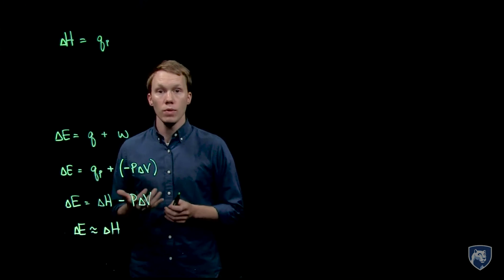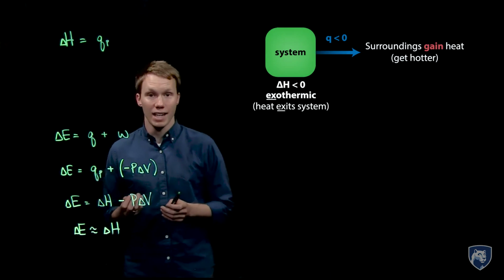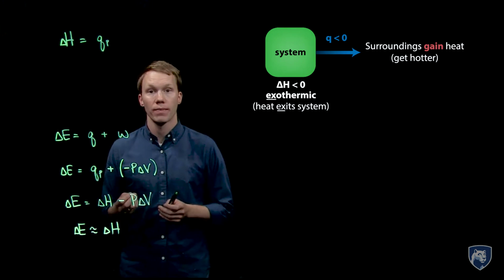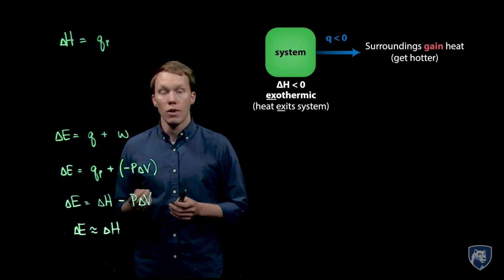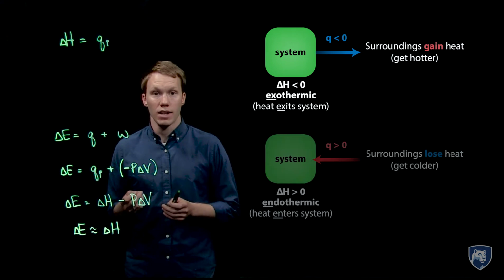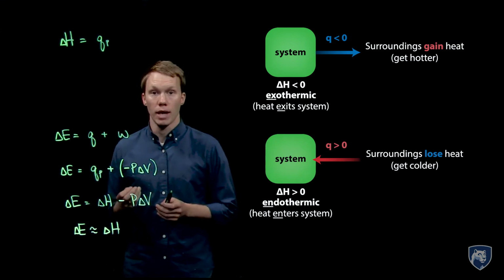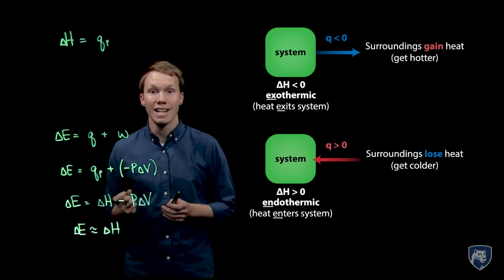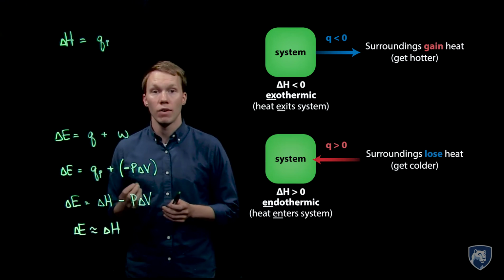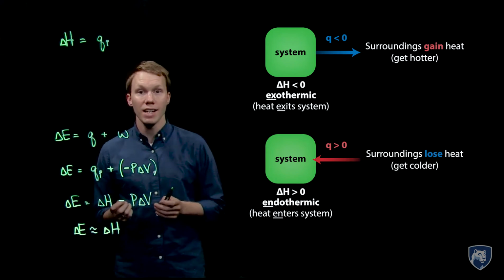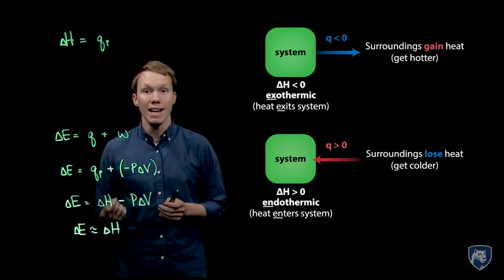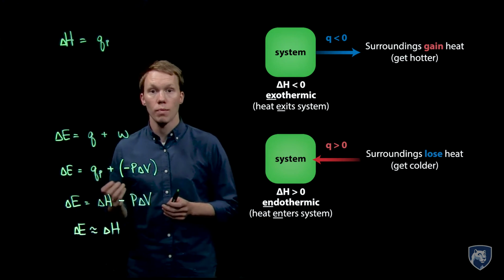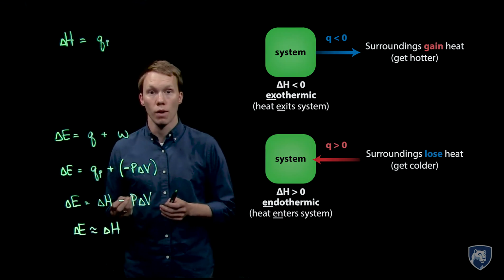If a system loses heat, or heat is exiting the system, we call that an exothermic process. The opposite scenario, where heat is entering a system, we call that an endothermic process. I like to use the prefixes X and N as ways to keep track of which is which. So heat exiting is exothermic, and heat entering is endothermic. And these terms will be important for us as we move forward.